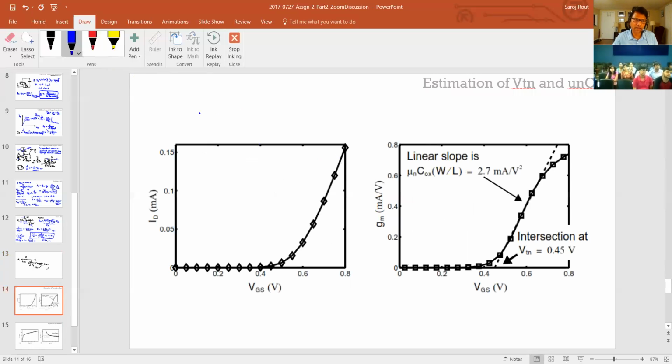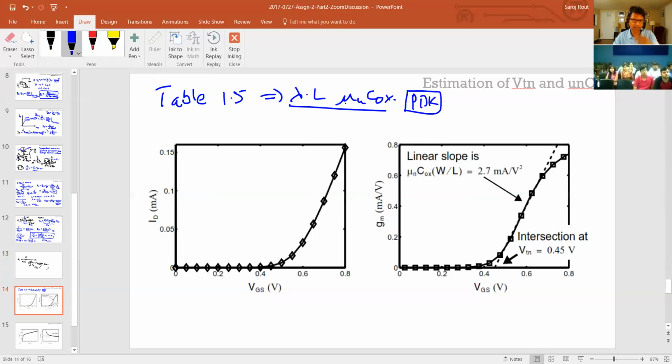So I think in the chapter I'd given you, Table 1.5, for example, gives you all the parameters like lambda, W over L, mu n Cox, and so on. Now, when we get our PDK, which is our process design kit for the process we're going to design with, usually you will not get this table.